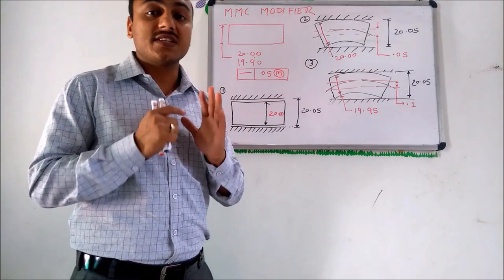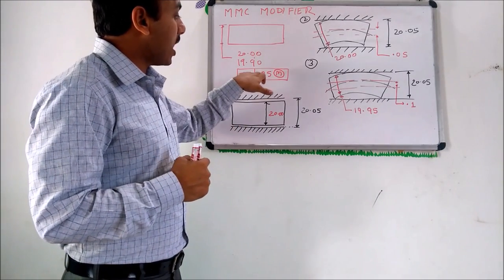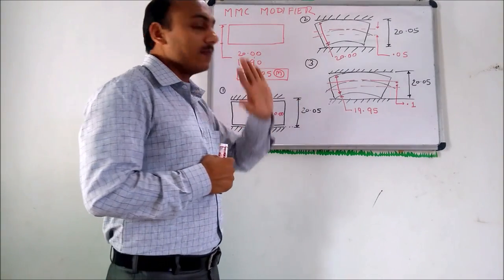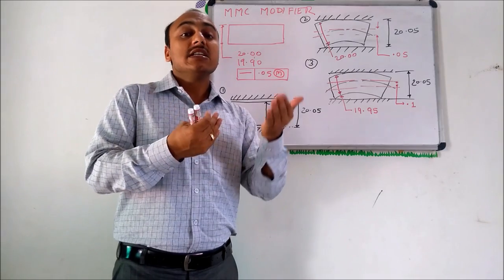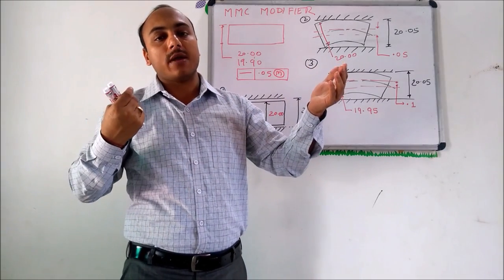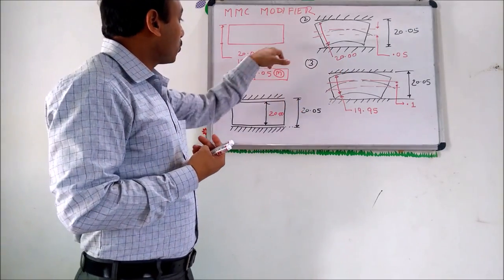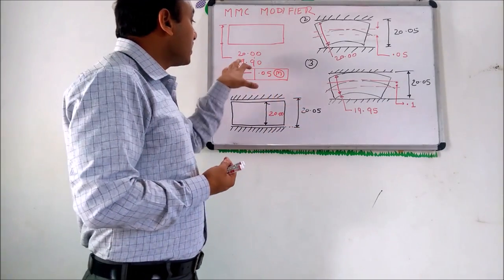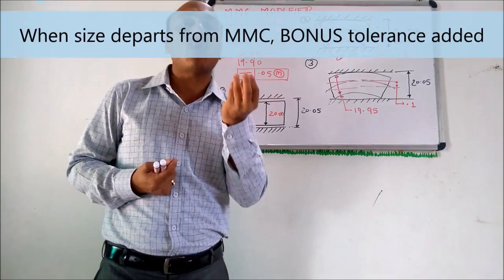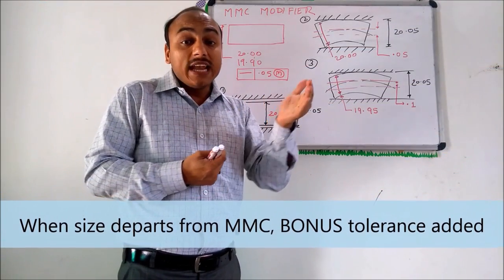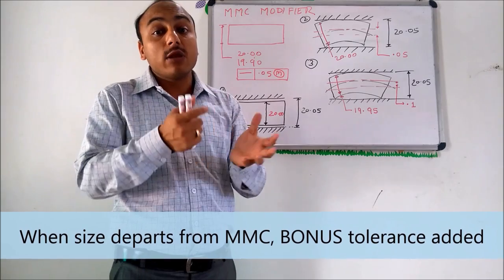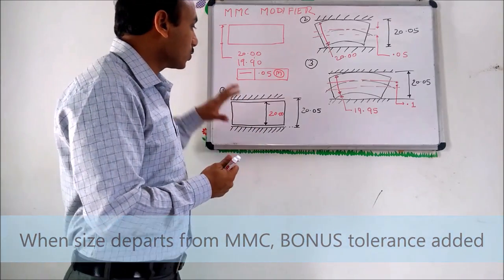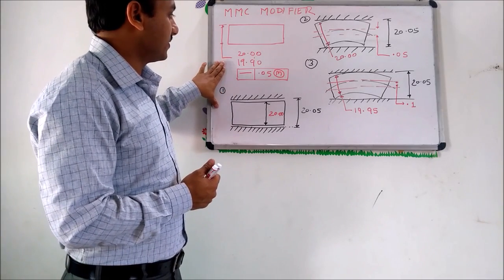That means MMC is important for us. Only 0.05 of form variation is allowed at MMC. But when size departs from MMC, like MMC is 20, when the size manufactured of the real component is 19.9 or 19.95, when it departs from MMC, there will be more tolerance available on form. So let's discuss what it means.